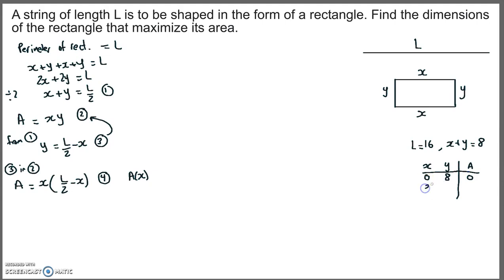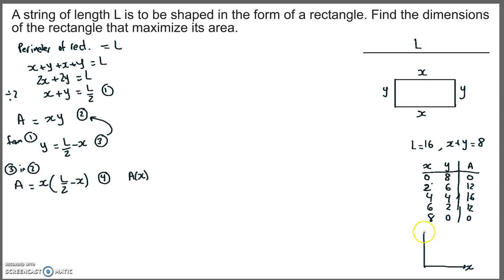If we selected X equals 2, that means Y equals 6, and then the corresponding area would be 12. If we selected 4, then Y would be 4, the area would be 16. If we moved on to 6, Y would be 2, area would be 12, and if X equals 8, Y would be 0, the area would drop down to 0 again. So if we plotted this, it would look something like this.